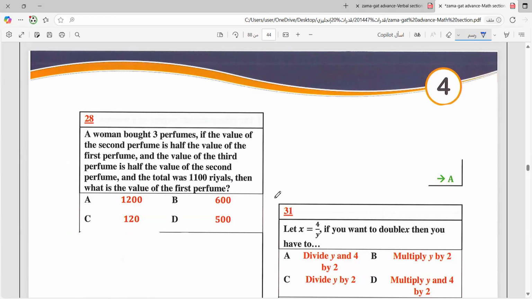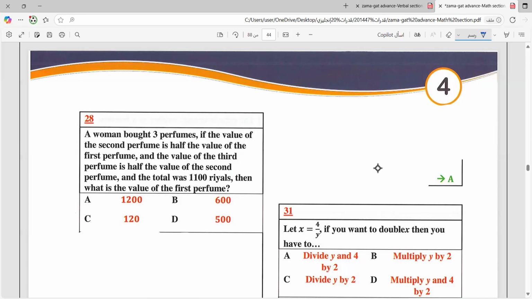All right. A woman bought 3 perfumes. If the value of the second perfume is half the value of the first perfume, and the value of the third perfume is half the value of the second perfume, and the total was 1,100 riyals, then what is the value of the first perfume?